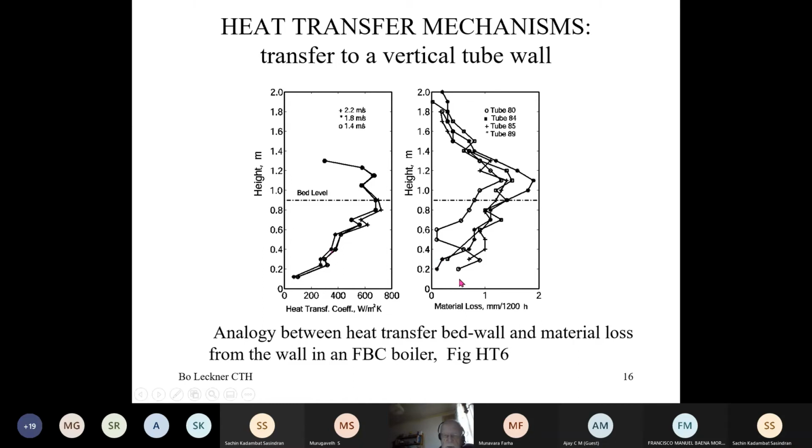You can see this in this picture taken at the same place as where the heat transfer measurements were made. And this measures the loss of wall thickness in millimeters during 1,200 hours. So you can see that a lot of the wall tubes have been eroded away, and particularly at the surface of the bed. And then they are less eroded towards the bottom, for the same reason as the heat transfer falls, because of the movement of the bed. The bed is less eroded here.